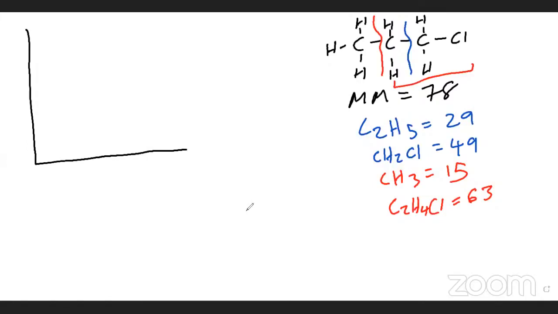And then let us say the carbon to chlorine bond broke. For that, it would be C3H7, that would be 43. We would have a fragment for 35, which would have been chlorine. So those are some possibilities. Let's put these now on our chart.